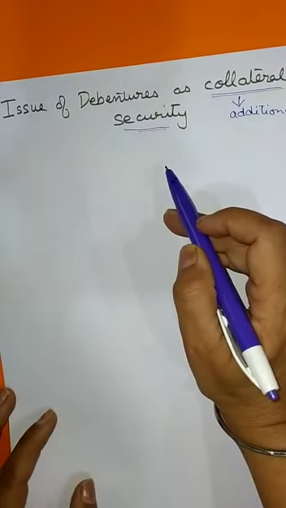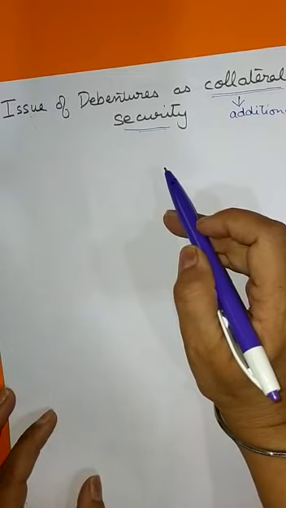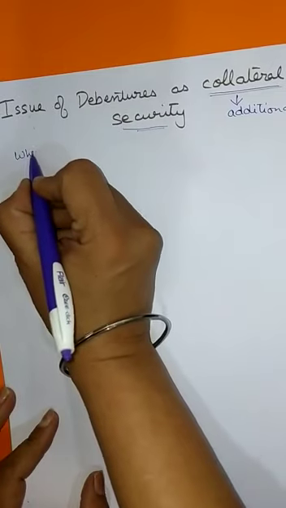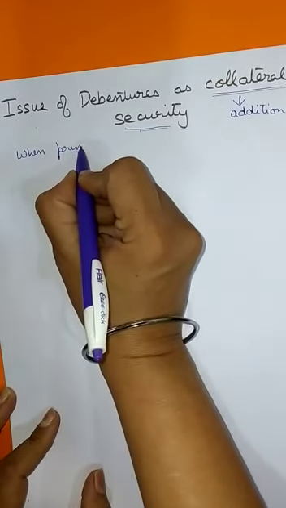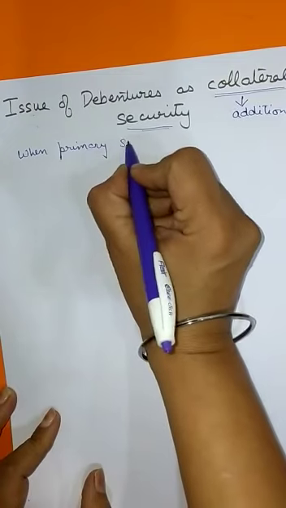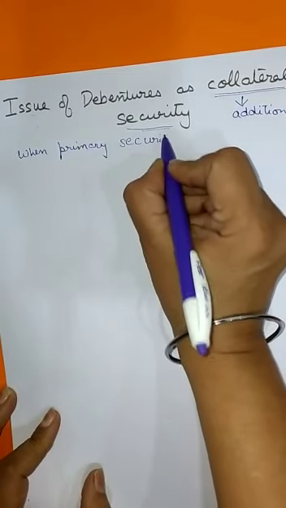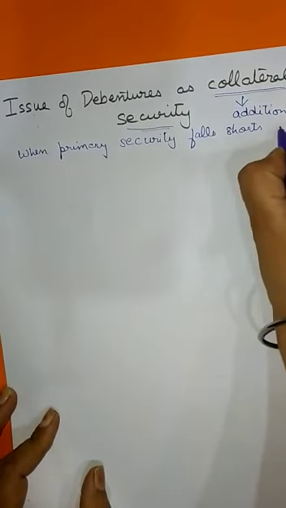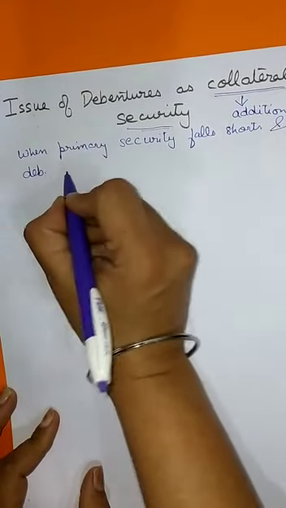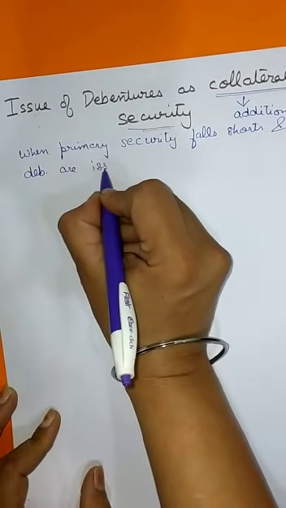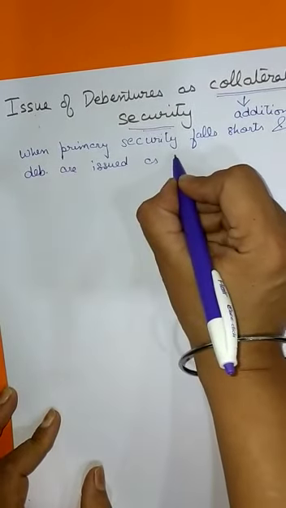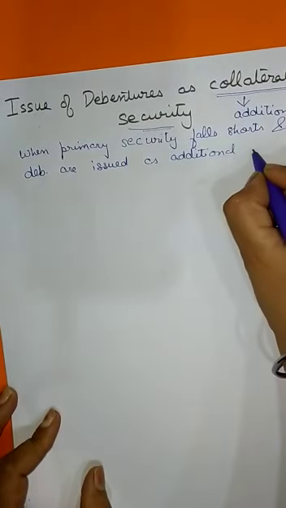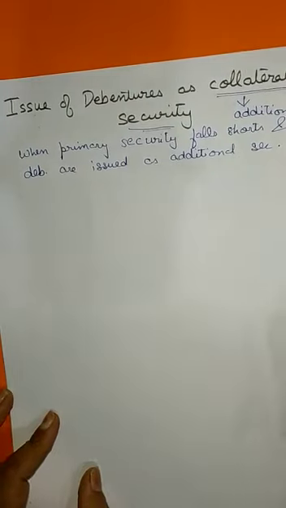You can get a 1 marker question: what do you understand by issue of debenture as collateral security? In that case you have to write: when primary security falls short and debentures are issued as additional security, it is called issue of debenture as collateral security.